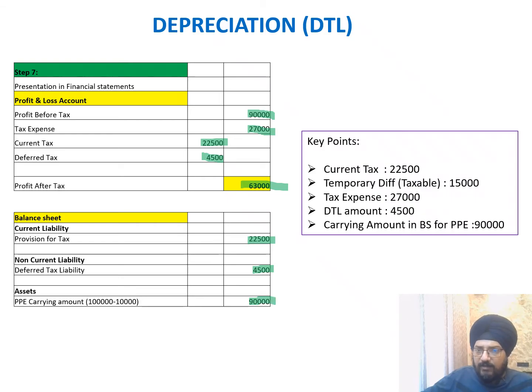So key points: current tax 22,500, temporary difference, which is the difference between the book base and tax base, 15,000. Tax expense, which is the sum of the DTL plus current tax, is 27,000. DTL is the tax percentage on my temporary difference, which is 15,000, and 30% of it is 4,500, and the carrying amount which is shown in the balance sheet is 90,000. So this is the example wherein we have shown how DTL is created for a particular entry on the asset side. Now we'll move to the next example to see how DTA is created on the asset side.